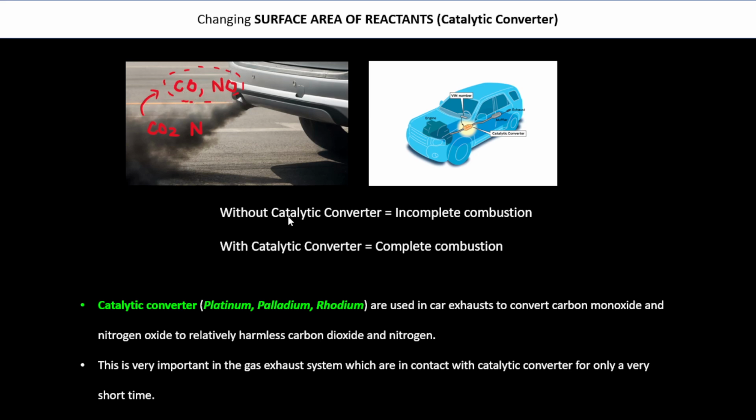meaning that the reaction is very slow to happen without catalytic converters, okay? But when the reaction is much faster, because we're using a large surface area catalytic converter, they will undergo complete combustion. Some of the materials used in catalytic converters, which you should remember, are platinum, palladium, or rhodium. They are used to convert carbon monoxide and nitrogen oxide to harmless carbon dioxide and nitrogen. And this is very important in the exhaust system because the gases are in contact with the catalyst for only a very short amount of time.